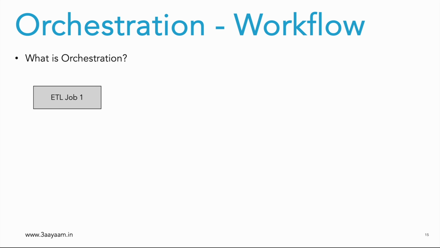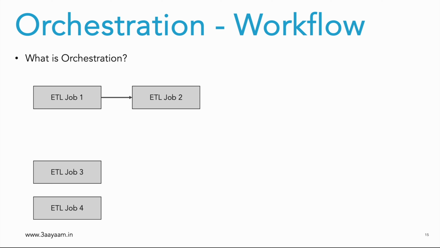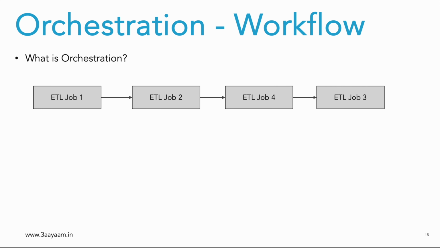So let's say you have four jobs: ETL job 1, ETL job 2, 3, and 4. And the processing requirement is such that you'll have to run these jobs one after the other. Let's say ETL job 2 has to be executed after ETL job 1, ETL job 4 has to be executed after ETL job 2, and ETL job 3 has to be executed after ETL job 4 automatically.